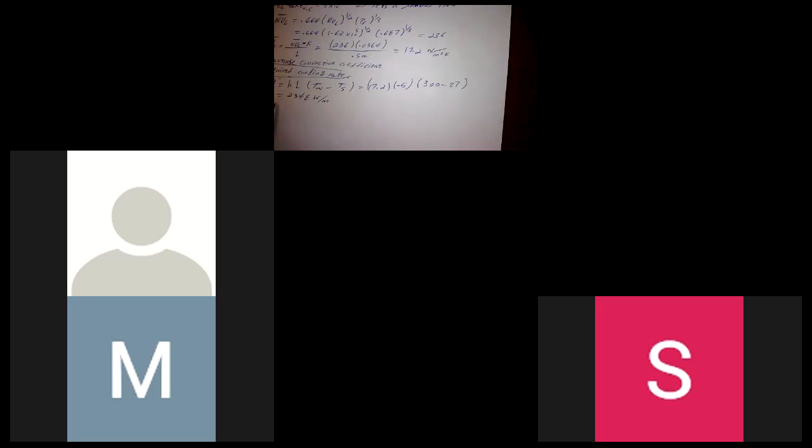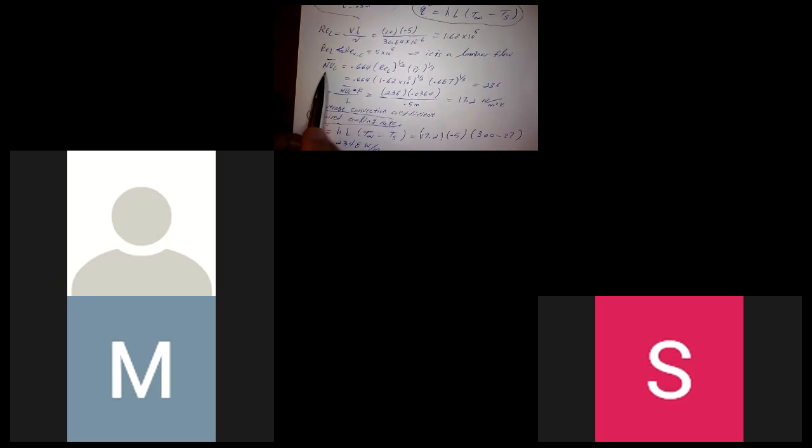For many years I've been teaching this class. I said the Nusselt number for laminar flow is this formula here. So we have 0.664 times the Reynolds number as a function of length, or x. Here the length is 0.5 meters, to the power of 1/2, or the square root of the Reynolds number, times the Prandtl number to the power of 1/3.